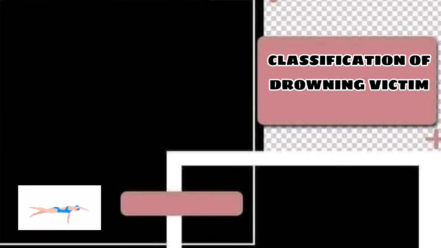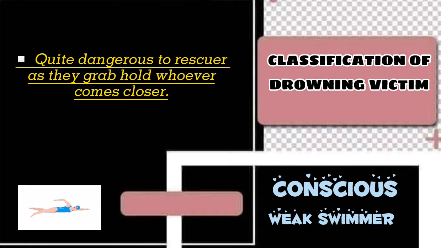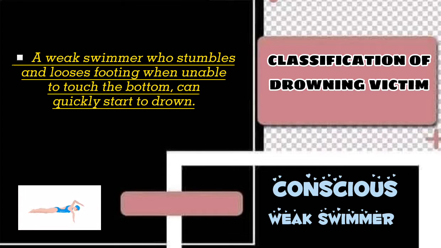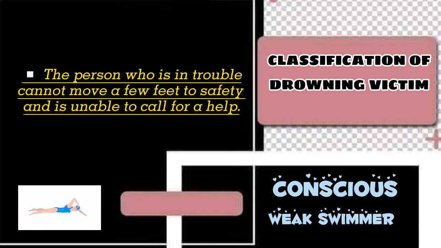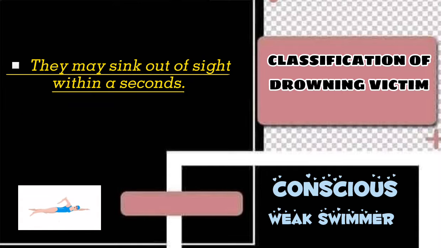Next is the conscious weak swimmer. Quite dangerous to the rescuer, as they grab hold of whoever comes closer. A weak swimmer who stumbles and loses footing, unable to touch the bottom, can quickly start to drown. The person who is in trouble cannot move a few feet to safety and is unable to call for help, and they may sink out of sight within seconds.